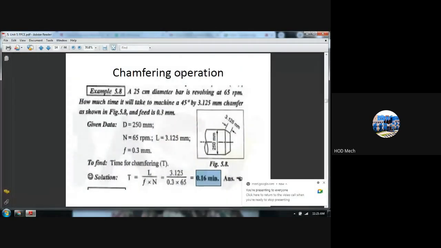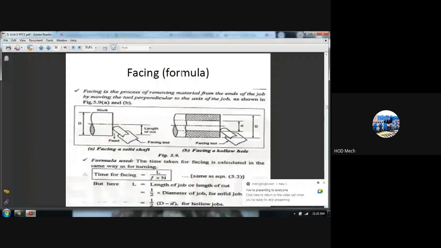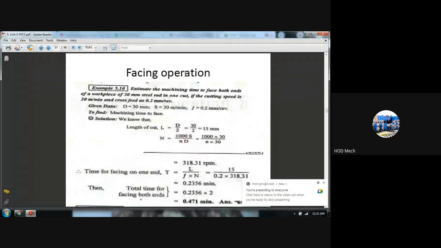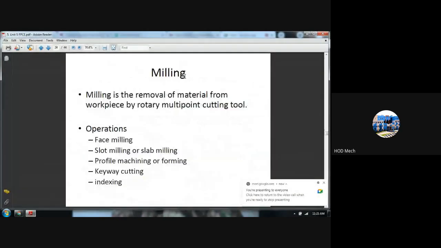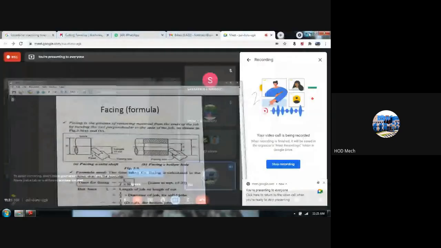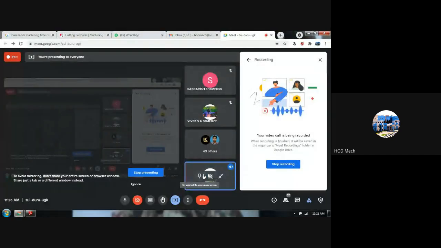So this is about chamfering. The facing operation we will see in the next class. Facing, knurling and all we will see in the next class. So with this we stop the session today. The response is very poor. Thank you.